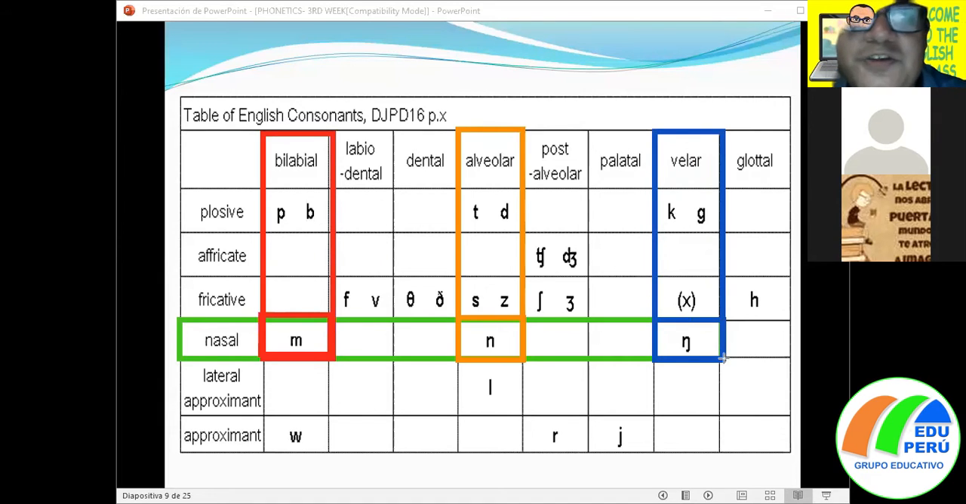Notice I'm going to move the back part of my tongue to the back part of my mouth. Be careful with the microphones, please. Joaquin, please, your microphone. So don't forget about this sound.